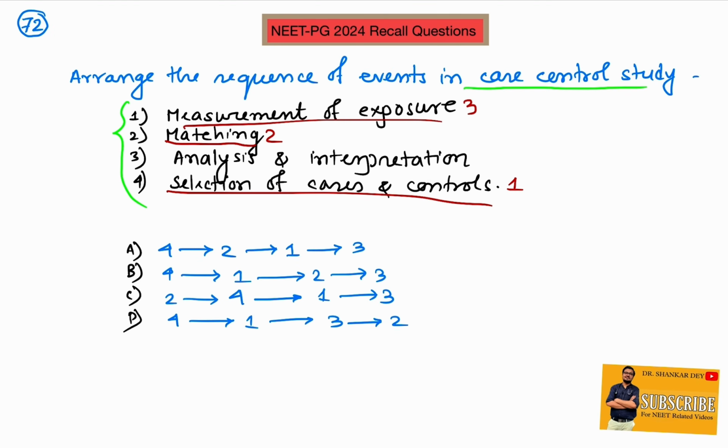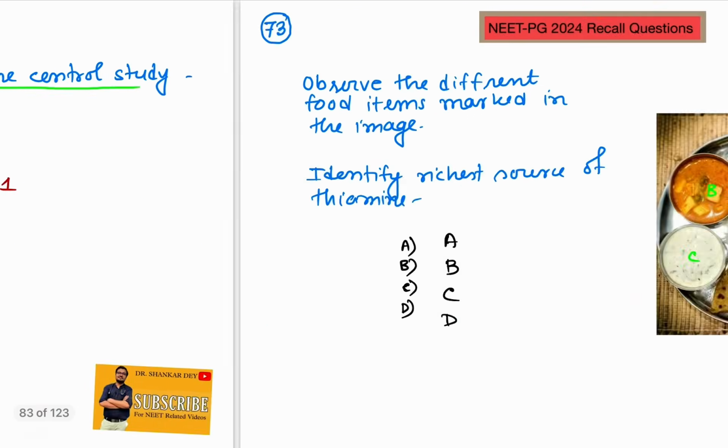And lastly, after measuring the exposure, you have to analyze and interpret, and calculate certain measures like the odds ratio or relative risk, etc. So the odds ratio is number 4. So the sequence is selection of cases and controls first, then matching, followed by measurement of exposure, followed by analysis. Option A is the correct answer.